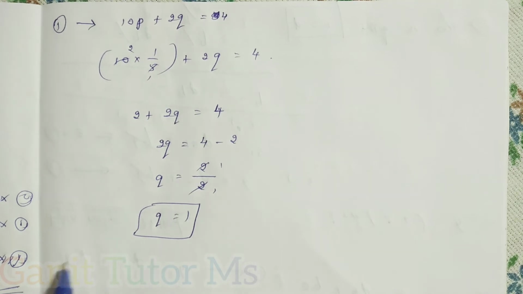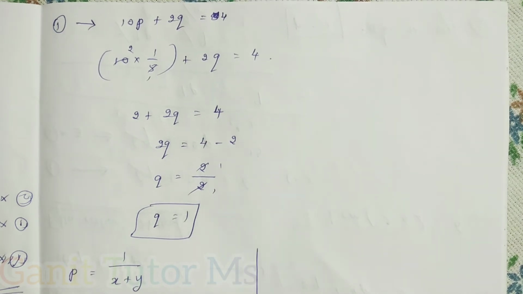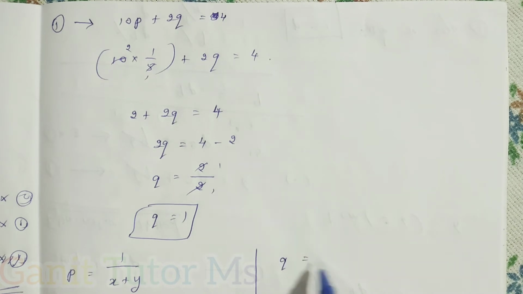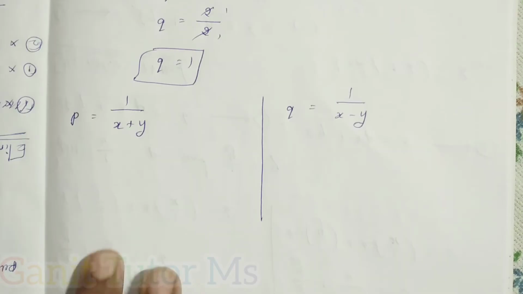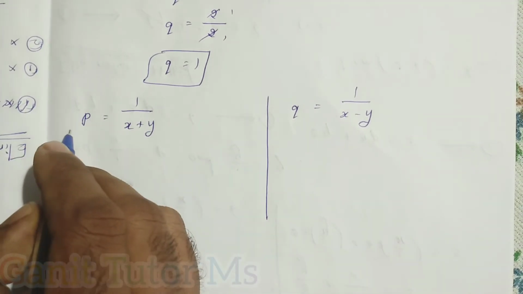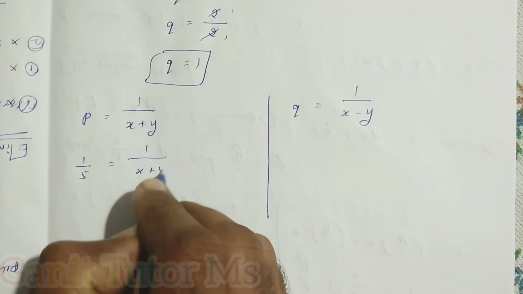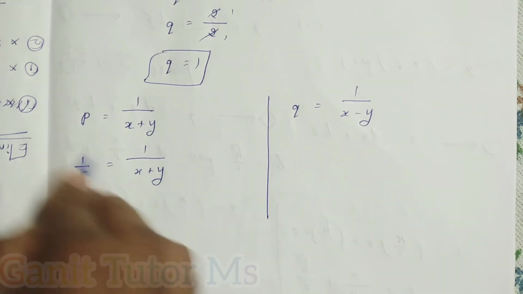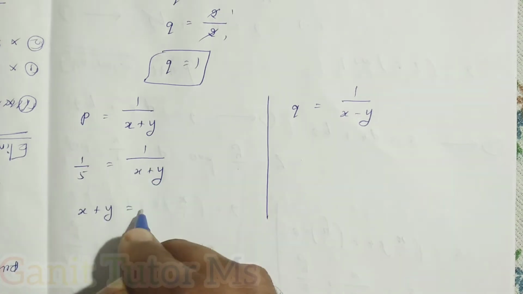What we assumed in this problem is that p is 1 by x plus y, that is p, right? And q we assumed is 1 by x minus y, clear? So now we can find the x and y value from the equations. So what we find out in the p value, that is 1 by 5 equal to 1 by x plus y, then cross multiplication. So 1 into x plus y, 1 into 5, 5.